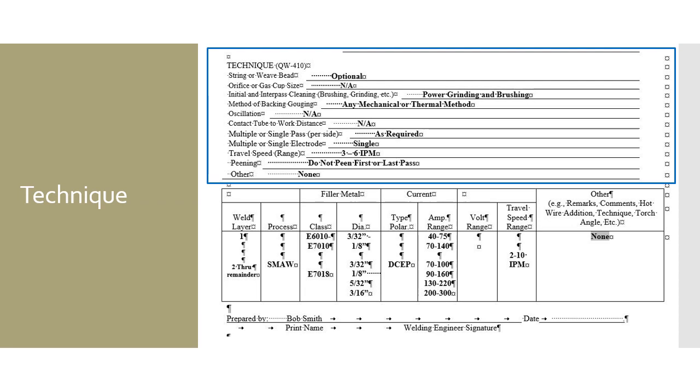And then peening. Peening is one I used to have people fix all the time because they wouldn't address it. I've never run across peening. I've seen it in videos or whatever, but peening, none. Don't do this. Or you can peen the second through the last pass or the second to last pass, right? So this is their technique, QW 410 in ASME Section 9.